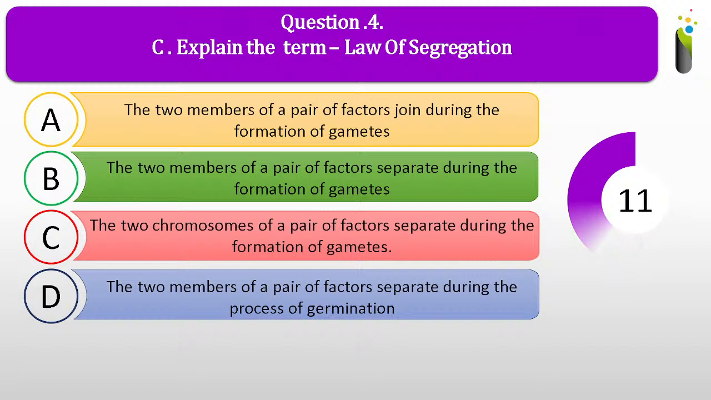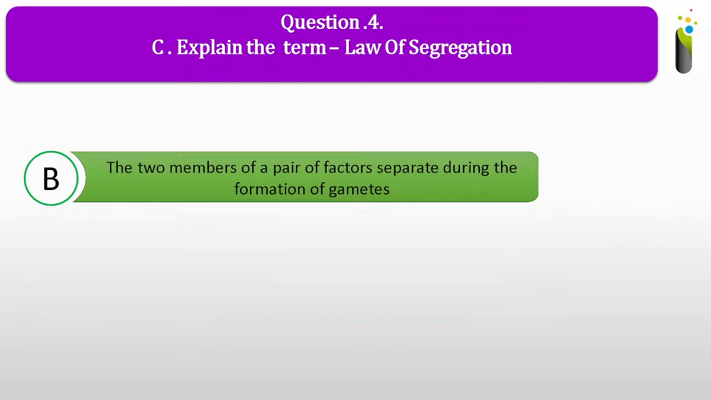So the term law of segregation, segregate means separate. So the correct answer for this question is B. The law of segregation depicts that the two members of a pair of factors separate during the formation of gametes. Please remember, factors are nothing but genes. They were called factors by Gregor Mendel. They were also called particles earlier than being called factors. But factors, particles refer to the same, that is genes or alleles.